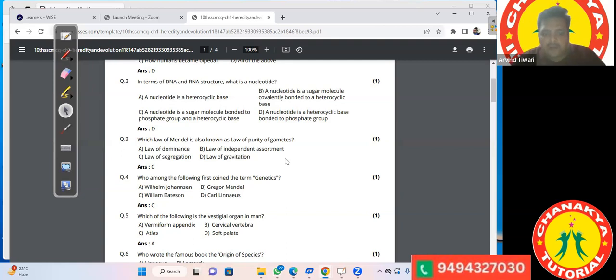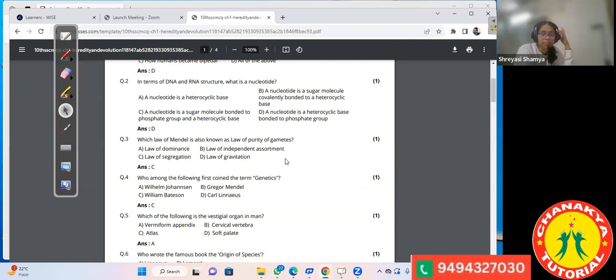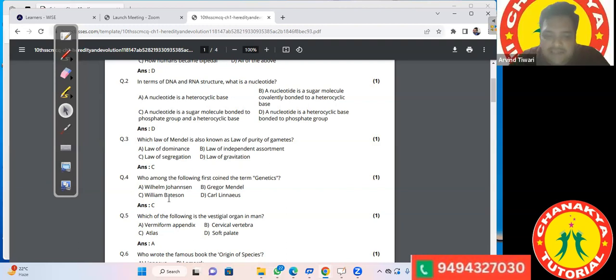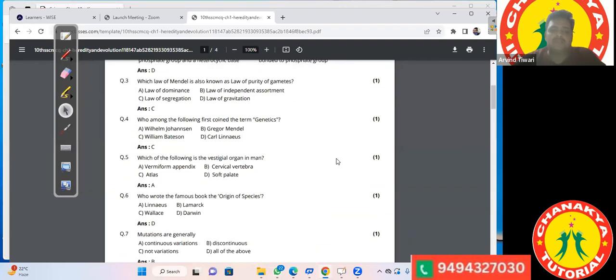Who among the following first coined the term genetics? Who coined the term genetics? Answers are also there. William Bateson. So the answer is already here, answer C, that is William Bateson. Even if you do not know, we are just practicing this.